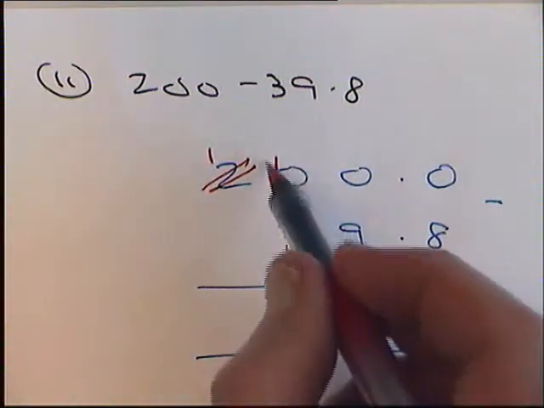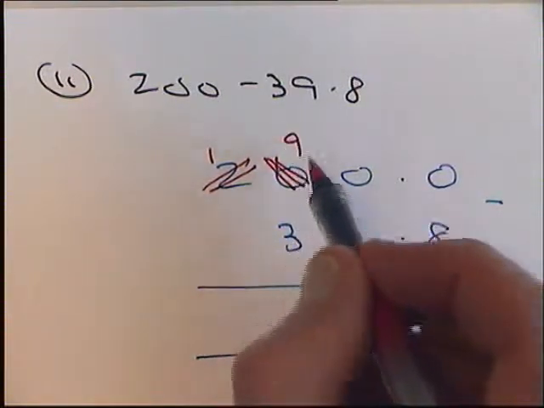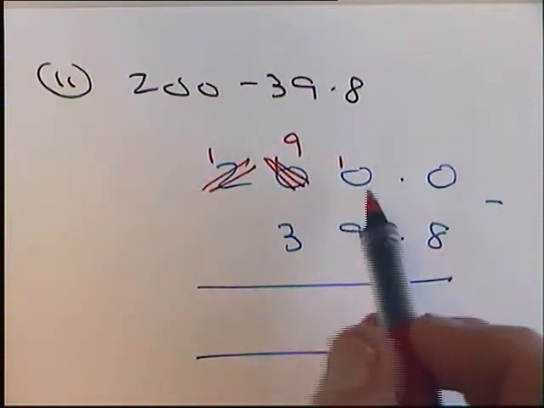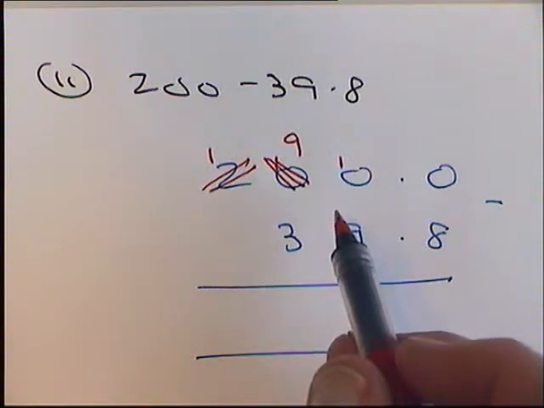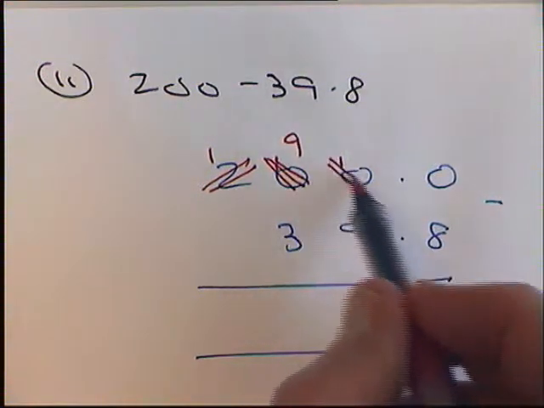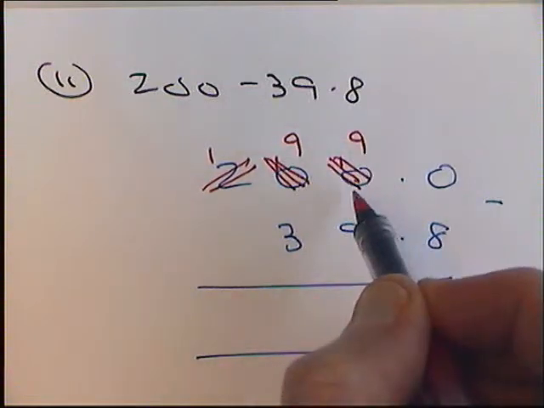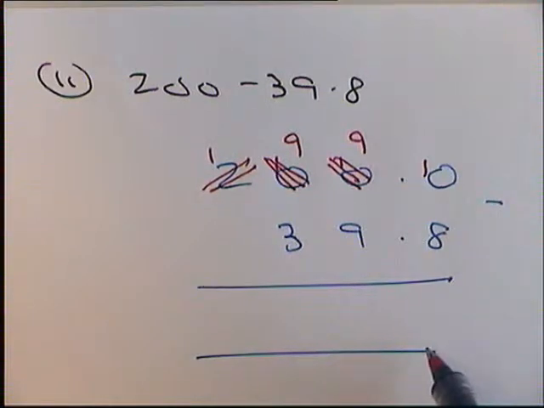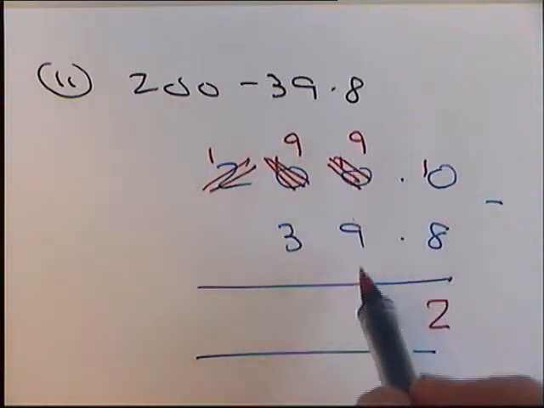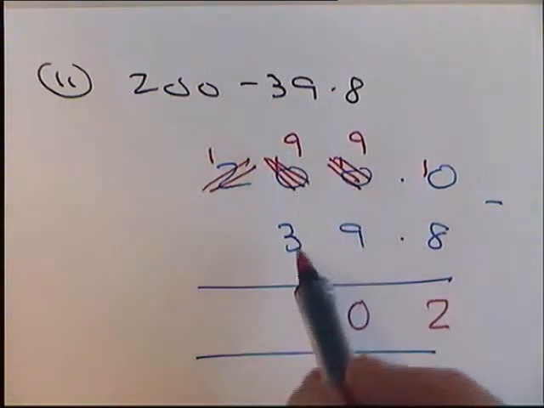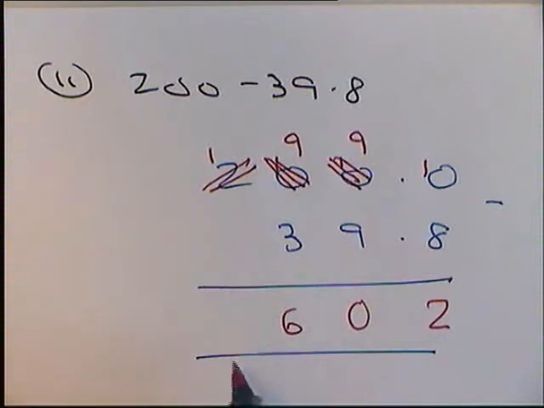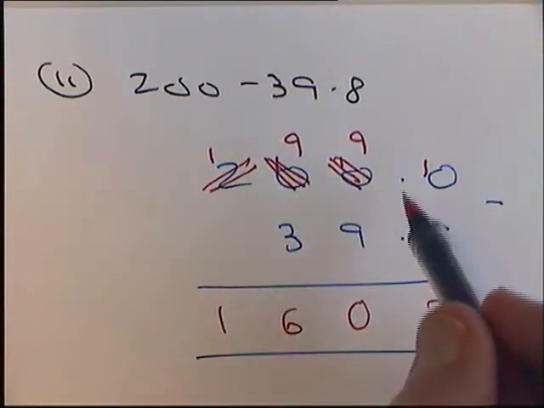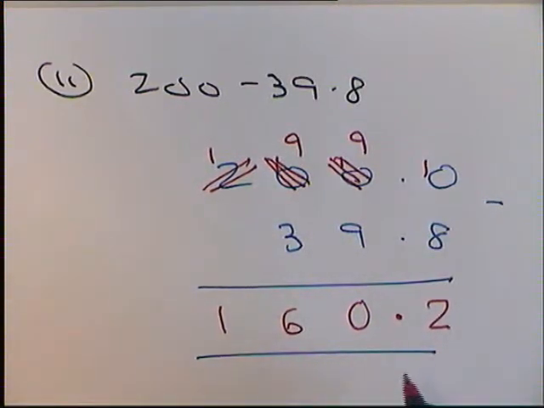But now there's a 10 there, I can borrow 1 from that 10, so that 10 goes down to a 9, and the borrowed 1 goes here to make this a 10. Then in turn I can borrow 1 from that 10, so that 10 gets crossed out and becomes a 9. I've knocked 1 off it, and the 1 I've knocked off it goes over here, making this a 10. So I've now got 10 take away 8, which is 2, 9 take away 9, which is 0, 9 take away 3, which is 6, 1 take away nothing, which is 1. My decimal points are in this position. So there's the answer to that question, 160.2.